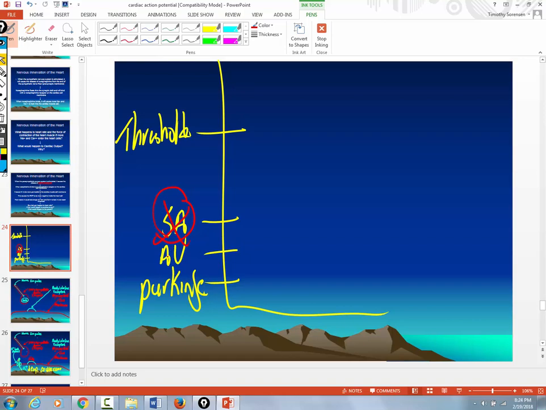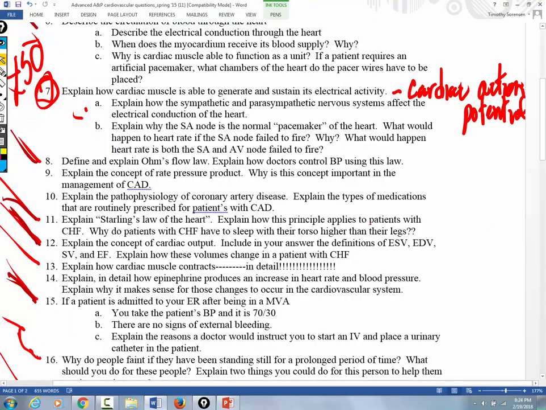So if the SA node fails, the AV node has a lower resting membrane potential, so it'll take more sodium and calcium to leak in. If that fails, the Purkinje fibers have the lowest, so it'll take much more sodium and calcium to leak in. That's why the heart rate drops. So the SA node has a resting membrane potential that is closest to threshold. There you have it.